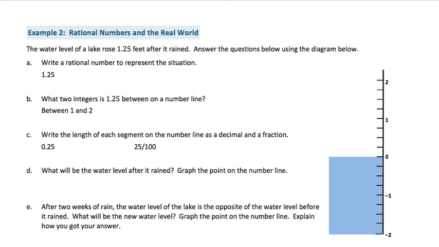Hopefully we remember from earlier on that both 25 and 100 are divisible by 25. And so the equivalent fraction would be 1/4. 25 goes into 25 once, 25 goes into 100 4 times. So if our water level is at 0, after it rains, we will be at 1 and 2/25. And they ask us to graph that point on the number line.